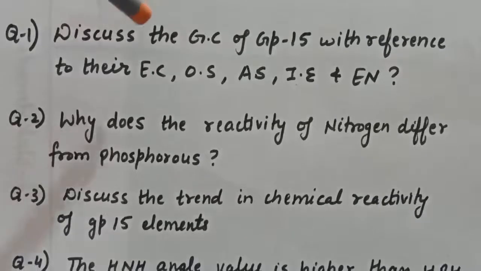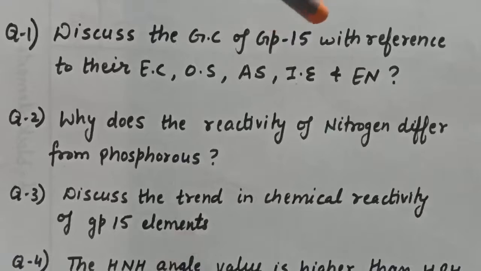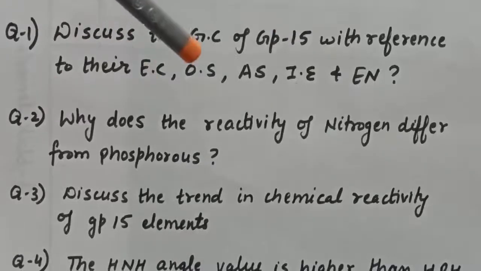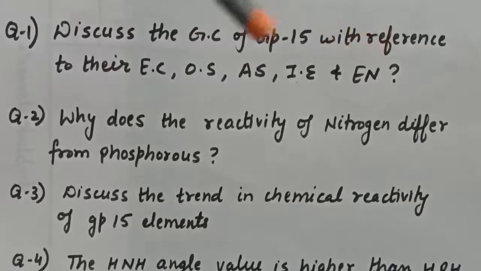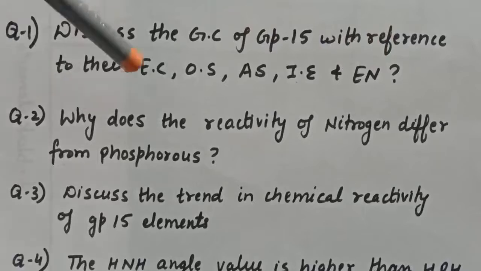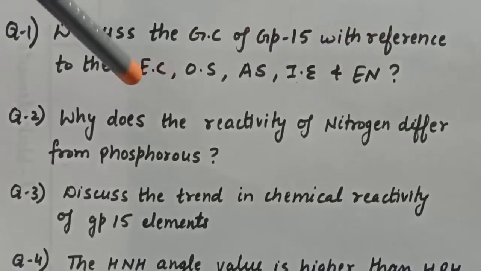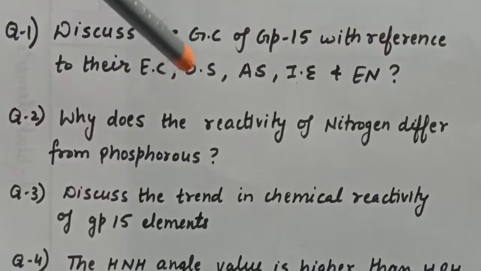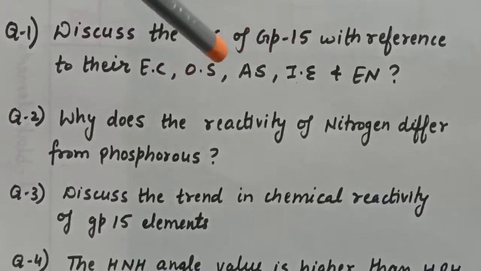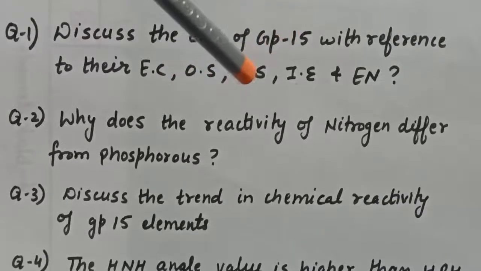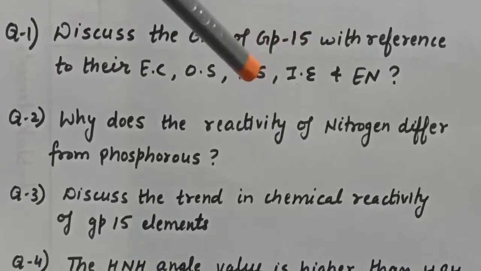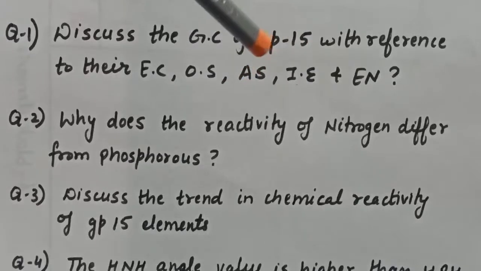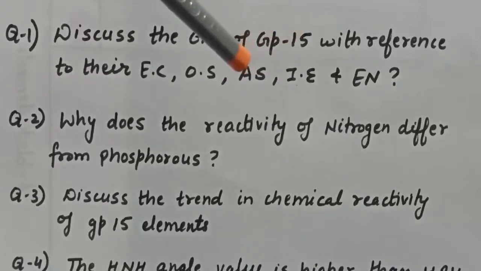First question is, discuss the general characteristics of group 15 with reference to their electronic configuration, oxidation state, atomic size, ionization enthalpy and electronegativity. And the answer for this question is, the electronic configuration for group 15 element is ns2np3. The common oxidation state shown by group 15 elements is -3, +3 and +5. And the atomic size of group 15 element is, when we move down the group, atomic size increases, and when we move from left to right, the atomic size of group 15 is smaller than that of group 14.